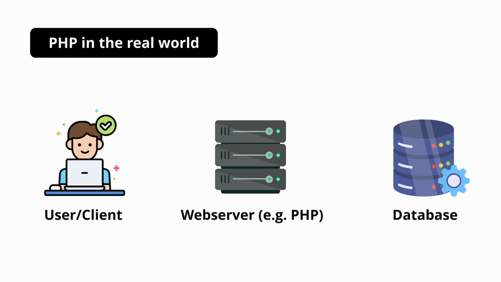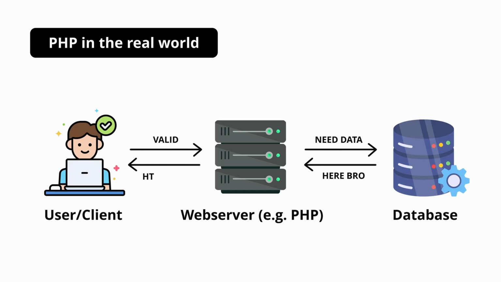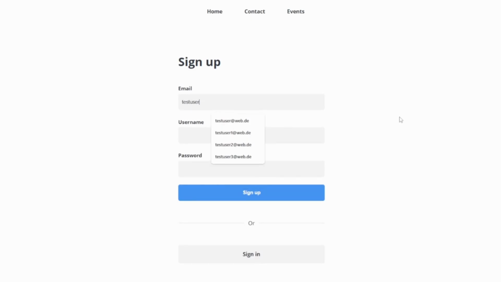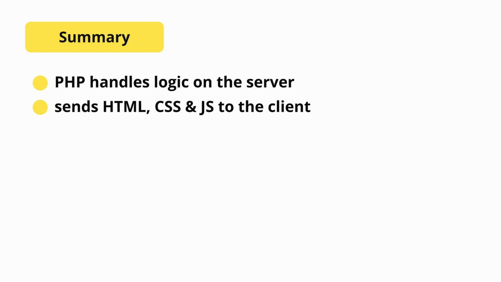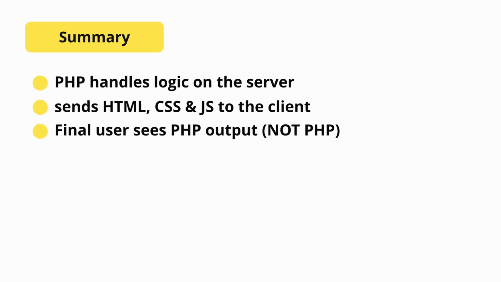The database is usually also stored on a server. It can be the same server that your PHP code is running on, but it can also be a different server. If the user's request is valid though, PHP retrieves the necessary data from the database, generates the HTML, CSS and JavaScript for the page, and sends the final result back to the user's browser, so the user can see it. And the browser only receives the finished web page. It never sees any of the PHP code running behind the scenes. So in simple terms, PHP handles all of the logic on the server and sends the final result to the client. Everything the user sees is the output from PHP, not the PHP code itself.